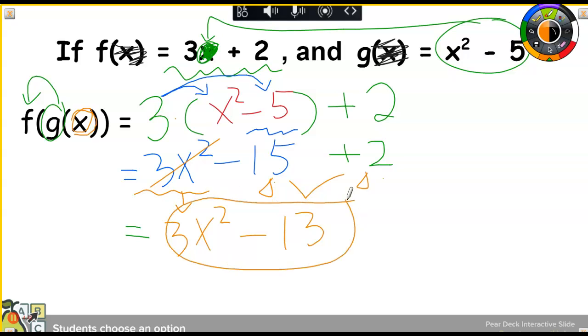And that's it. Okay? So if your question doesn't ask you to evaluate it, if you don't have a number here, you just simplify your result by getting rid of the parentheses. Okay, next one.